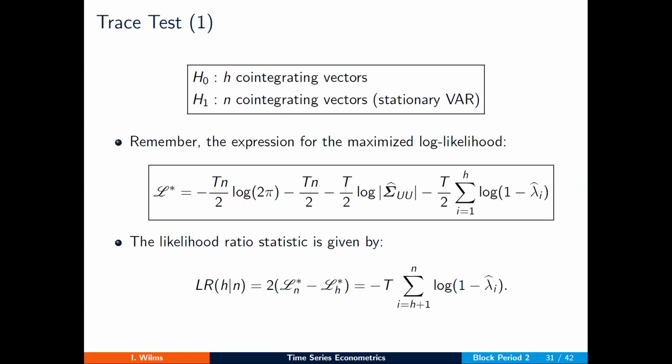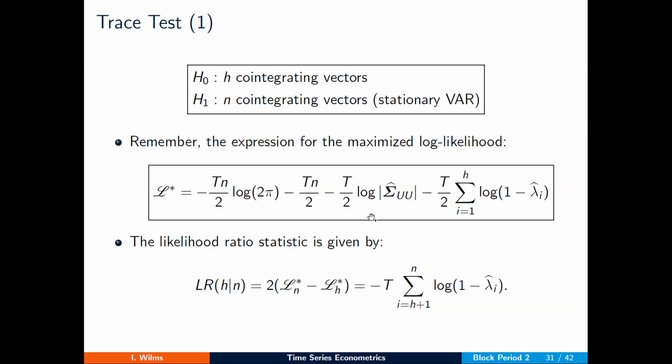Let's say that we want to test the null that we have H cointegrating vectors versus the alternative that we have a stationary VAR, which would mean that we have n cointegrating vectors, as we saw last week. The likelihood ratio test would then look at the difference in log likelihood when we have n versus H cointegration relations. Now, in this case, the expression for the log likelihood was very easy, as I copied over in this box. So if we need to look at the difference between the log likelihood when we have n versus H cointegration relations, then what would this difference be?